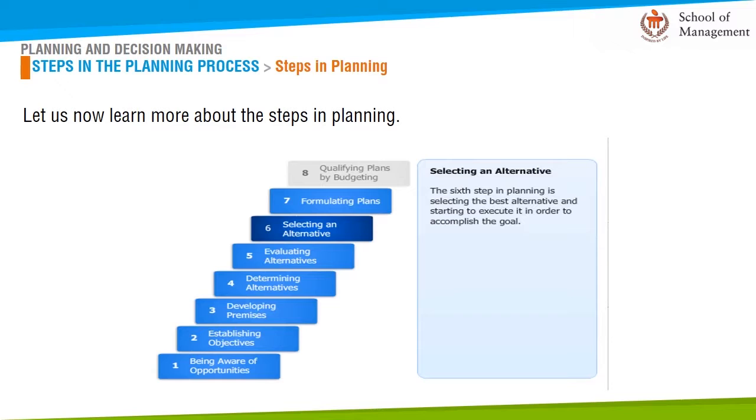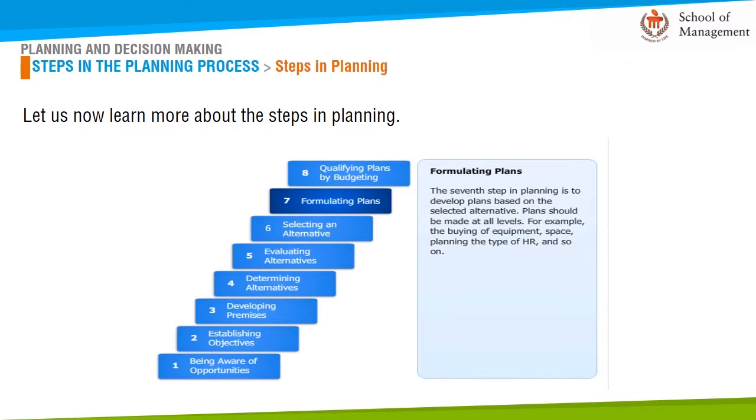Selecting an alternative. The sixth step in planning is selecting the best alternative and starting to execute it in order to accomplish the goal. Formulating plans. The seventh step in planning is to develop plans based on the selected alternative. Plans should be made at all levels. For example, the buying of equipment, space, planning the type of HR, and so on.